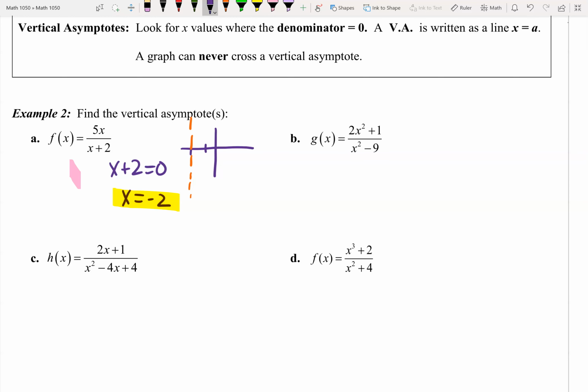Okay, question B. You always just look at the bottom. Okay, so you just take the bottom, x squared minus 9 cannot be 0. Now you can factor the x squared minus 9, or you can pull the 9 over, whichever one you want. I'm going to pull the 9 over. So I'm going to say x squared equals 9, and then I'm going to square root it, and I'm going to say x cannot be 3. Is that correct?